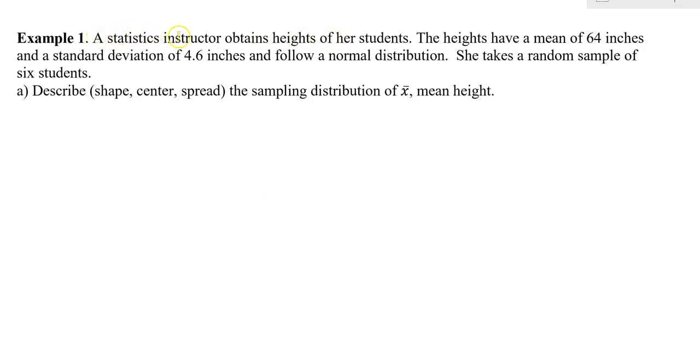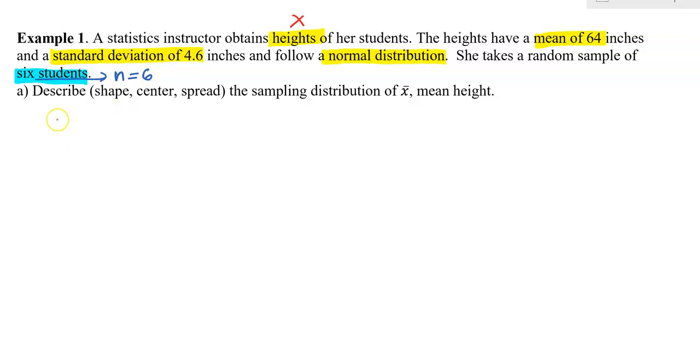So let's read again. A statistics instructor obtains heights of her students. This problem is about heights. So it's going to be the variable of interest about heights. But we know that heights have a mean of 64 inches, a standard deviation of 4.6 inches, and have a normal distribution. So we do know the shape. And then from this distribution, she's going to obtain a random sample of 6 students. So that's going to be our n. So I'm going to summarize that information here on the side.